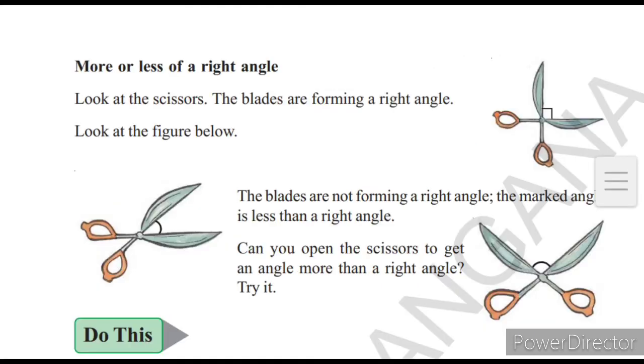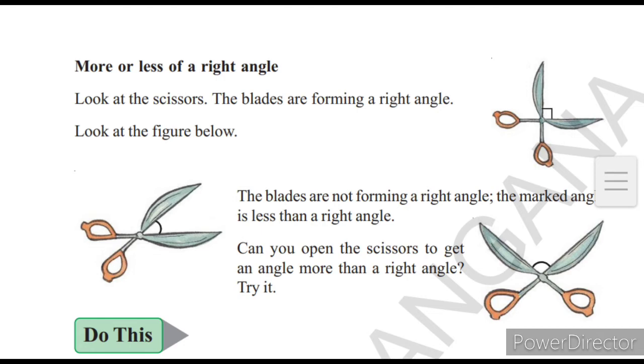Next one, more or less than a right angle. Look at the scissors. The blades are forming a right angle. Look at the figure below. The blades are not forming a right angle. The marked angle is less than a right angle. Can you open the scissors to get an angle more than a right angle?